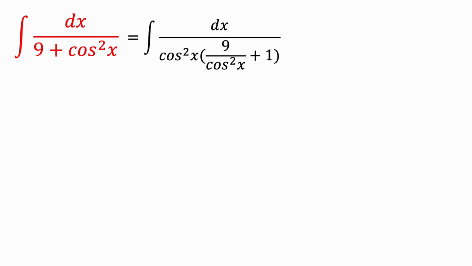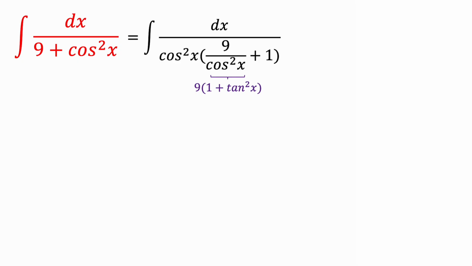To solve this, I factor out cosine squared x from the denominator. I assume everyone knows how to factor, so it becomes 9 over cosine squared x plus 1. Now, why did I do this? Because 1 over cosine squared x is secant squared x, which reminds us of the identity. Let's recall the identity: 1 over cosine squared x is equal to 1 plus tangent squared x. We can make excellent use of this property.